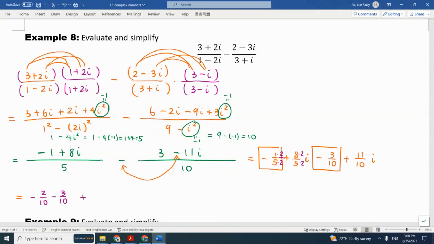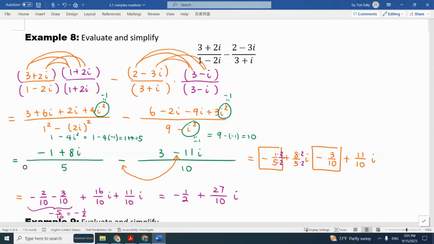So 2 times 8 is what? 16 over 10i, and you want to add 11 over 10i. What's this? Minus 5 over 10 is minus 1/2, right? Okay, next. 11 plus 16, 27 over 10. Okay.